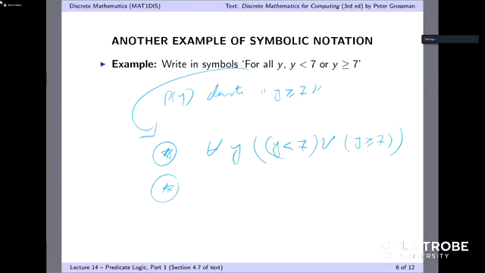Second, for all y, now we said P(y) denotes y greater than or equal to 7. So we have P(y). What would I have here then? If I'm writing in this form, then y greater than or equal to 7 is P(y). What would be y less than 7? Absolutely right, not P(y). Done. This is exactly the notation that we're going to use.